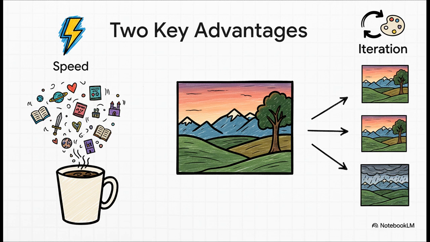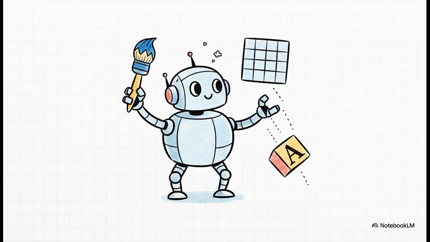And second is iteration, the ability to just tweak things on the fly, make it moodier, change the entire color scheme, try a different angle, without having to scrap everything and start over. It's just incredible.